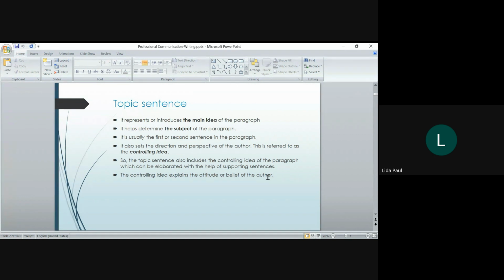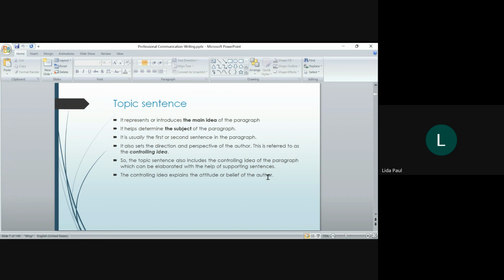All right. See, this is an important part because this is where you start to learn how to construct proper sentences, not in terms of grammar, but in terms of what you want to represent as a writer, right? So this is about the controlling idea. And then what comes next is the topic sentence. The topic sentence includes the controlling idea of the paragraph, which can be elaborated with the help of supporting sentences. That's what we just mentioned. So it gives you the perspective and direction of the author.